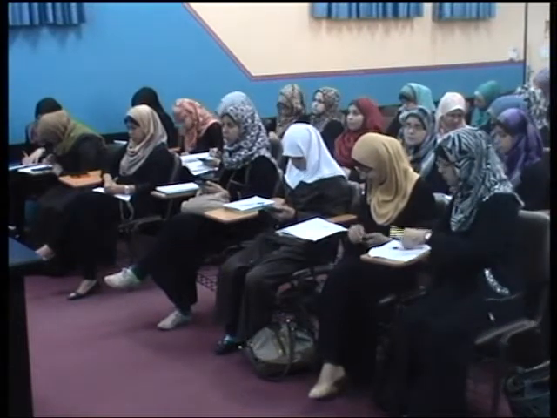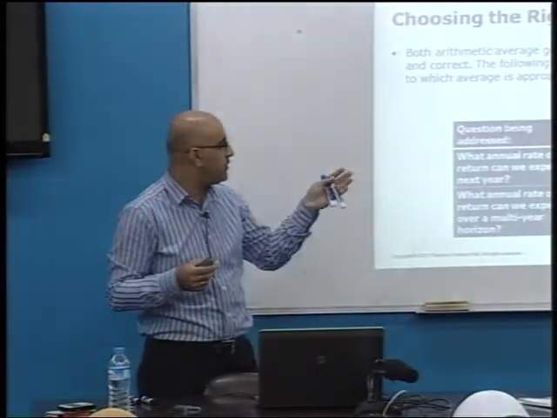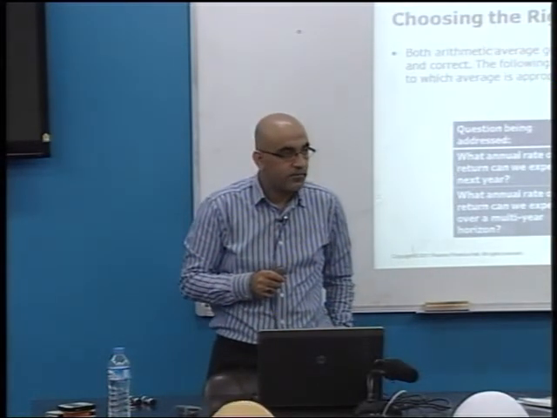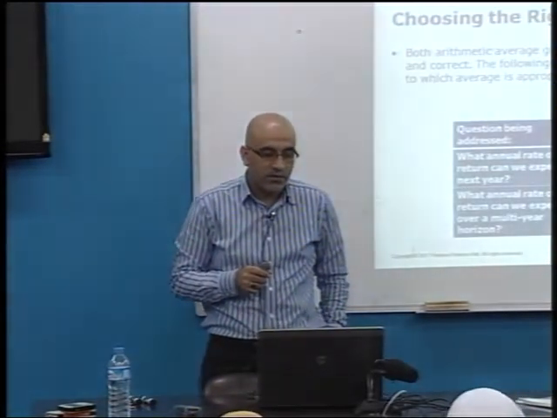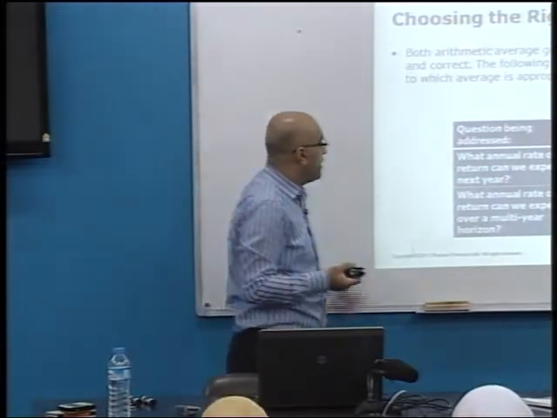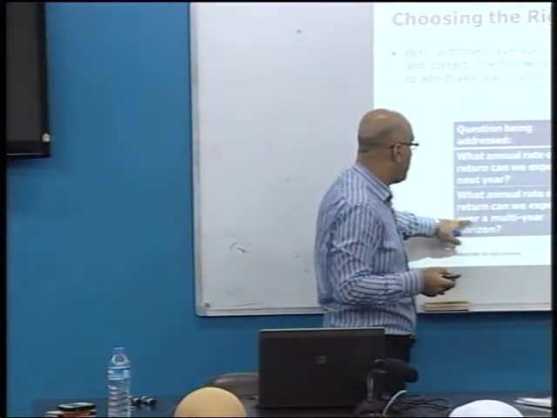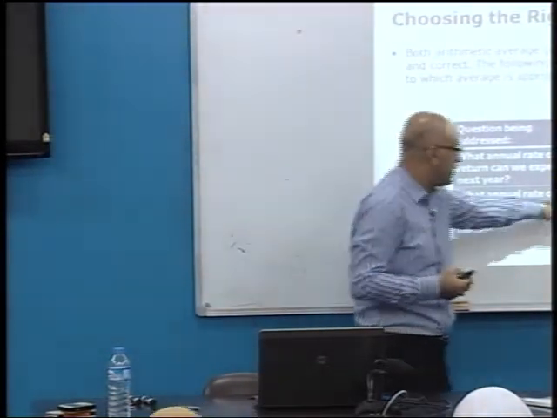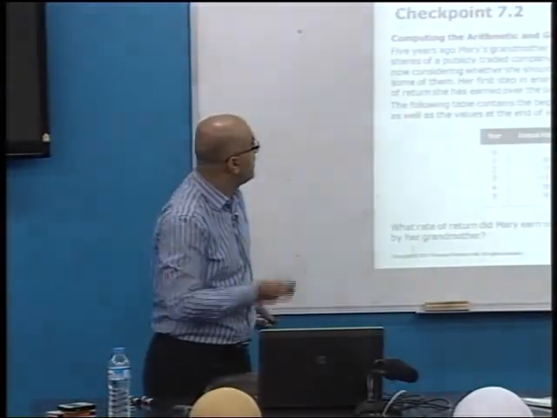Anyway, look at your left hand side: it measures the annual rate of return for the next year. What annual rate of return can we expect over a multi-year horizon? In this case, if you expect for the next year, it is fine to apply the arithmetic. But if you expect over multiple years, 3 years and more, the geometric is much better than the arithmetic. See these checkpoints.